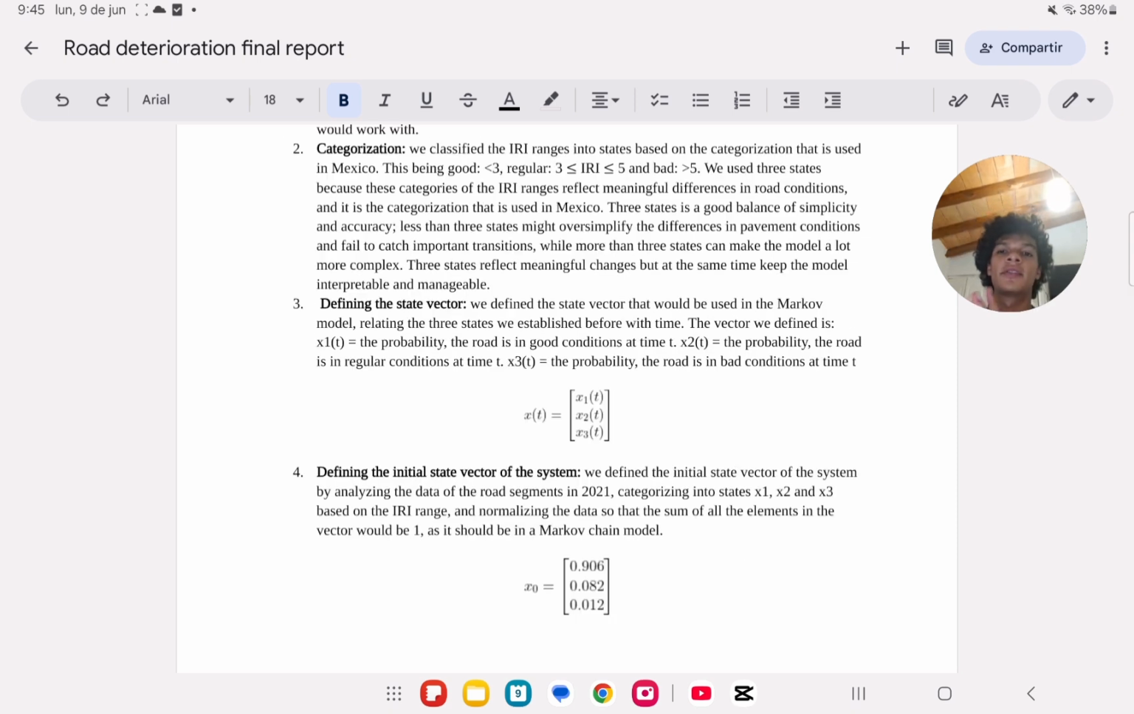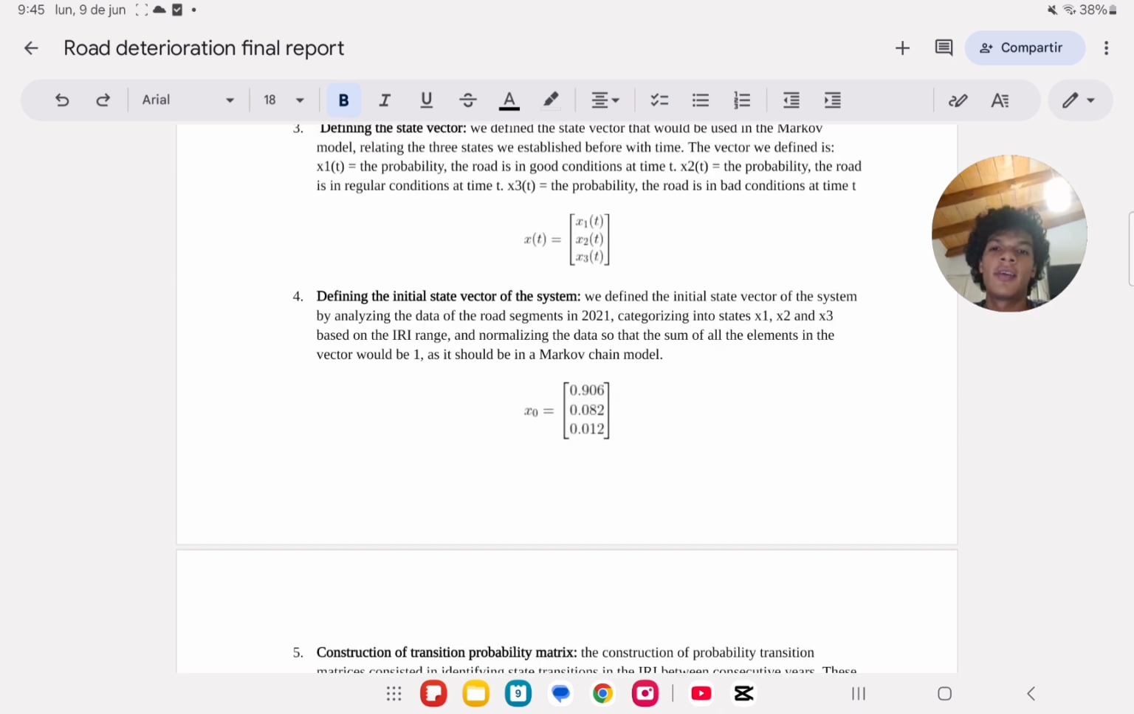The next step was defining the state vector, and it's basically the probabilities. We defined the initial state vector system by analyzing the data of the road segments in 2021. So it's put just right there.